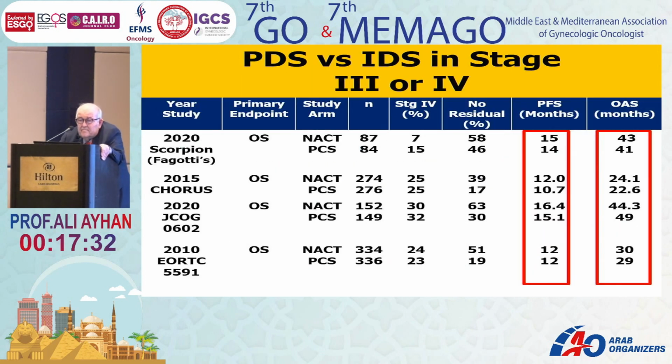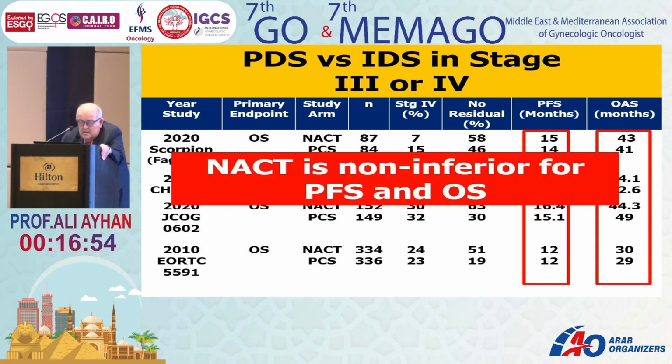And there are many prospective randomized studies. The most important ones for the non-inferiority study, EORTC, and from UK, the CHORUS study. And then the SCORPION study, a superiority study, and the Japanese JCOG study, did not confirm the CHORUS and EORTC studies. So, neoadjuvant chemotherapy is not inferior for PFS and overall survival from primary debulking surgery.